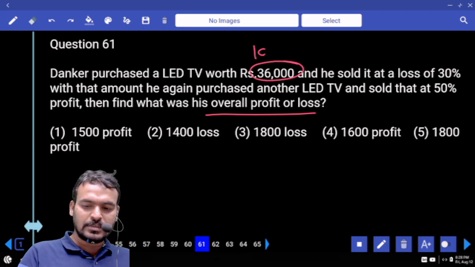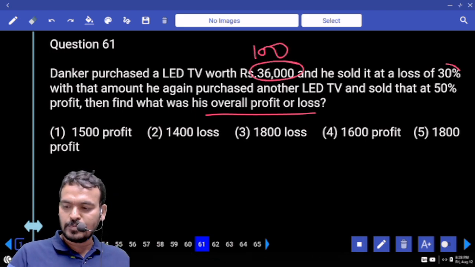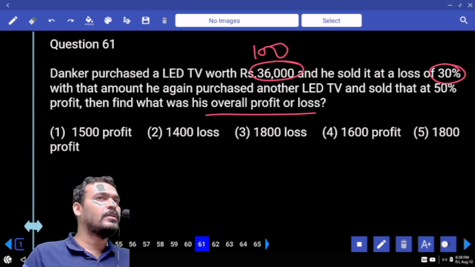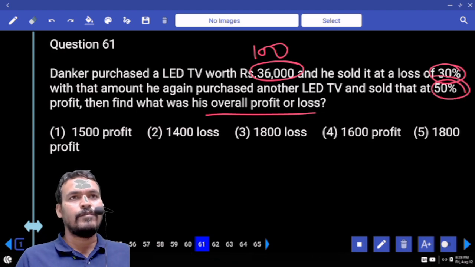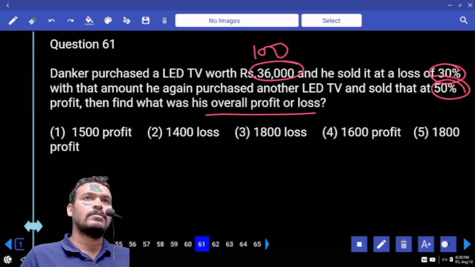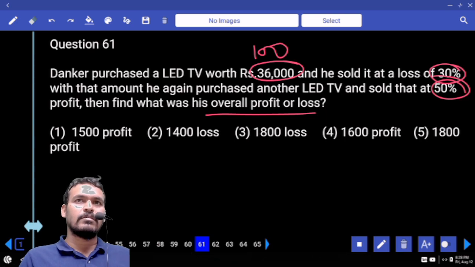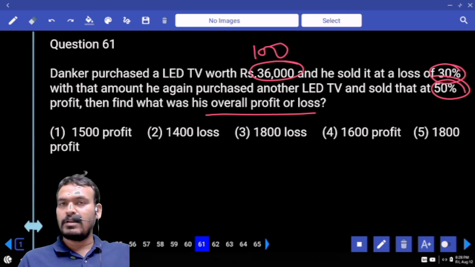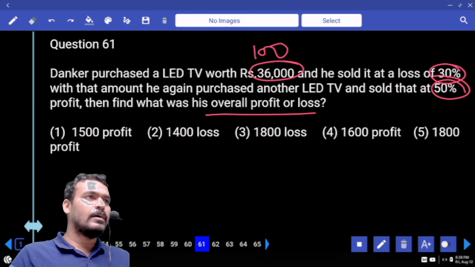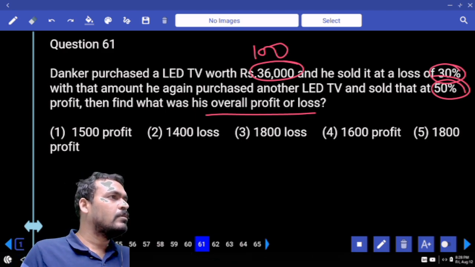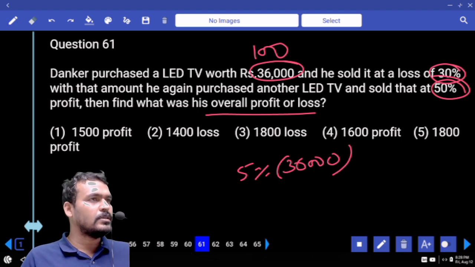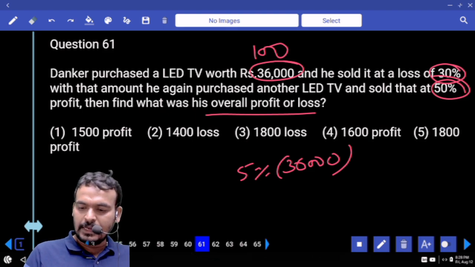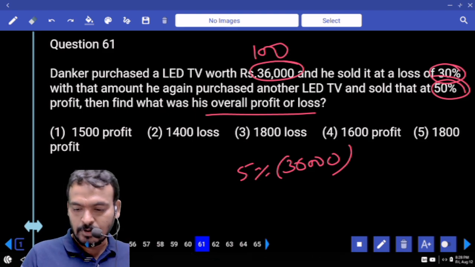Instead of 36,000, let's treat it as 100. Out of 100, how much percent is lost? 30%. Remaining 70. On that 70, how much percent profit is he making? 50%. What is 50% of 70? 35. 70 plus 35 is 105. Actual was 100, finally 105. How much profit? 5%. Then 5% of which one? 36,000. 10% is 3,600, 5% is 1,800. Profit or loss? Profit.